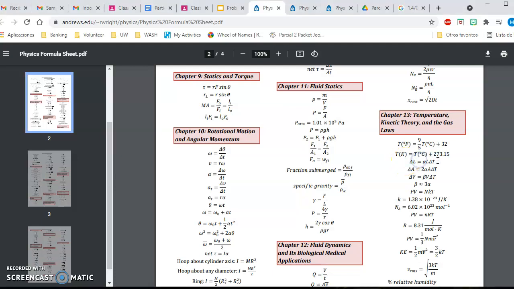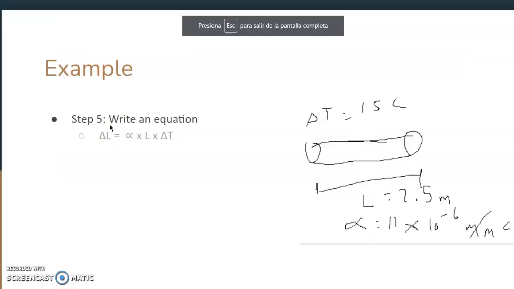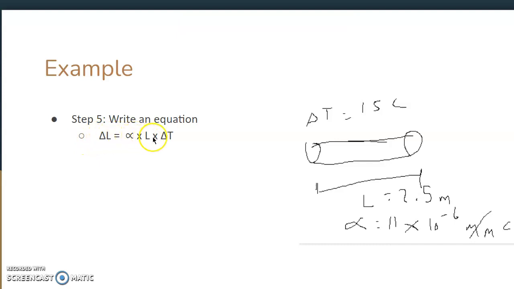So we want to find the change in our length. We have alpha, we have an initial length, L, and a delta T. So this has 3 of our variables that we need, and what we're looking for is what it's equal to. So that's our equation we're going to use. That's our plan. And our equation says that our delta L, our change in L, is equal to our alpha times our length times our delta T.